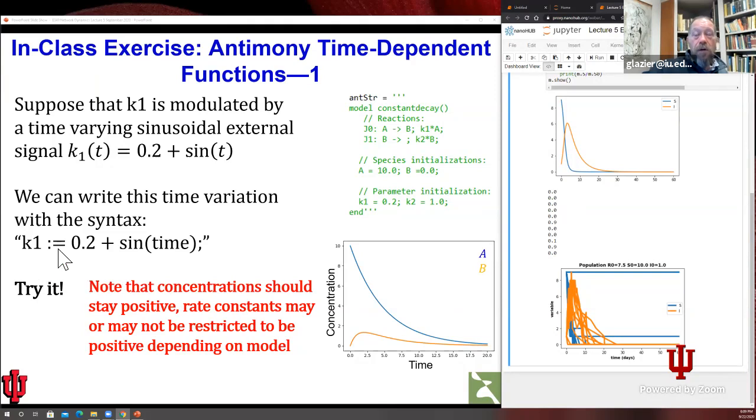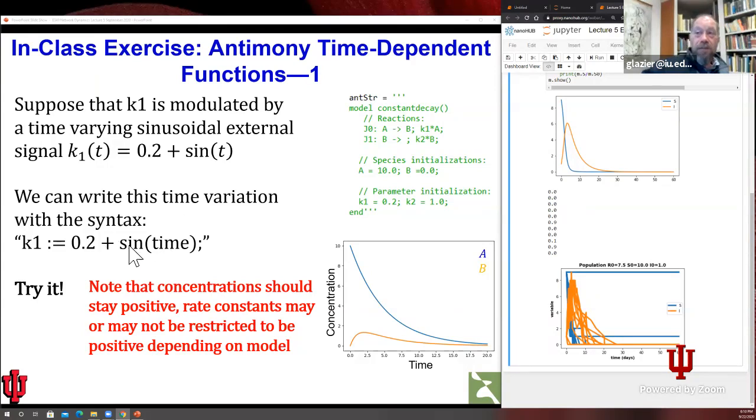So if I write K1 colon equals 0.2 plus sine of time, then the value of K1 will be continually updated to 0.2 plus sine of t. If I wrote K equals 0.2 plus sine of time, K1 would simply have the value 0.2 because it would be evaluated once at the beginning of the simulation when time was 0. Sine of 0 is 0. And so K1 would be set to 0.2 and left there. And so that's something that we would definitely be using today.